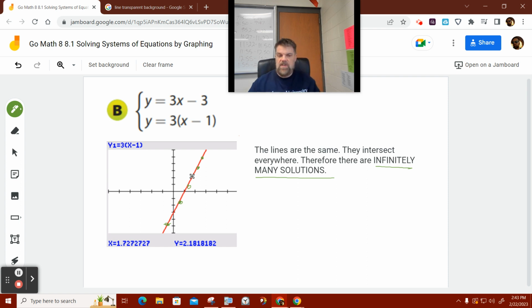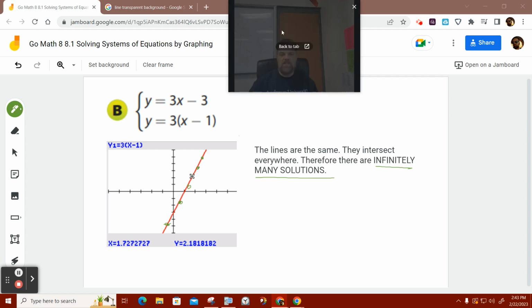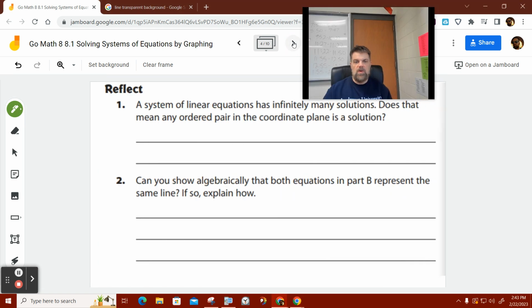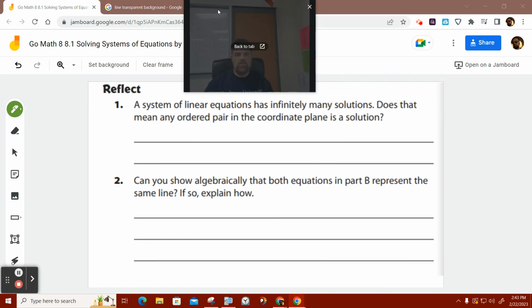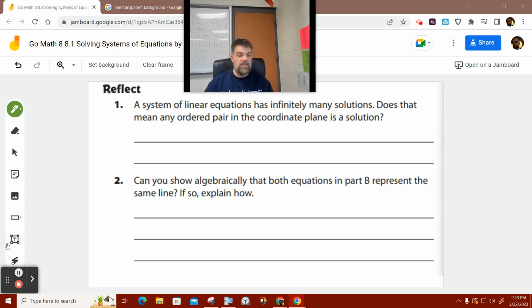I'll give you a second to finish writing that down. Then we've got two reflection questions I want to answer with you guys, and then we'll finish this example. All right, let's move on to the reflection questions for example 1, and then we'll move on to the next thing. And it's almost time to go too, so it worked out perfectly.